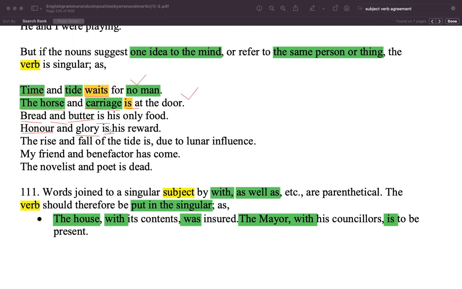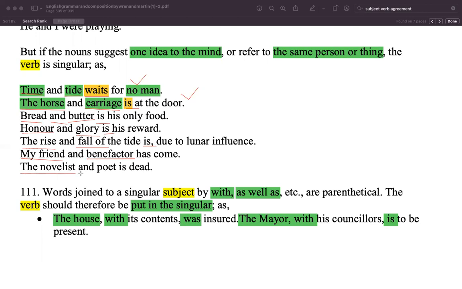Or referring to the same person. "The rise and fall of the tide is..." Why? Because it refers to the same thing. And "My friend and benefactor has come" means one person who is both the friend and the benefactor.